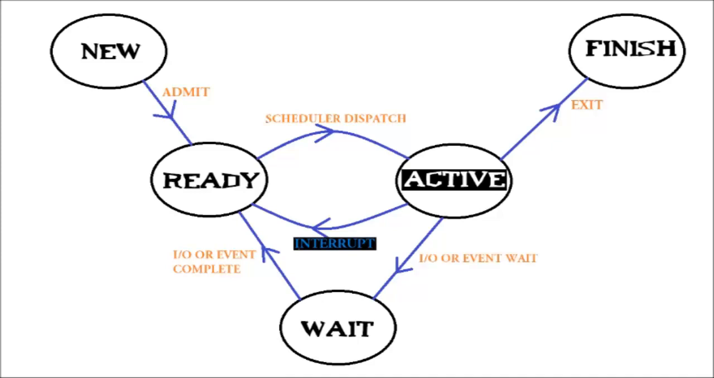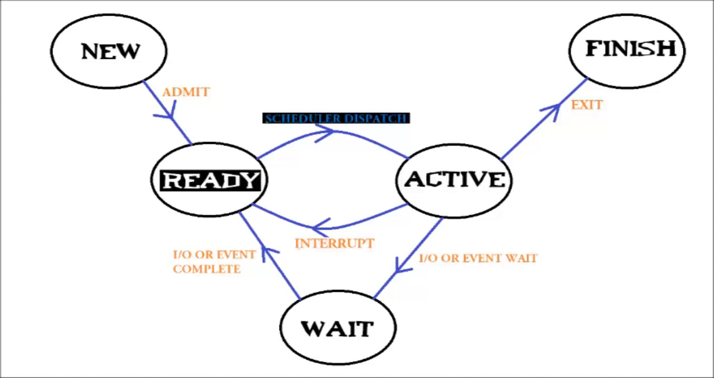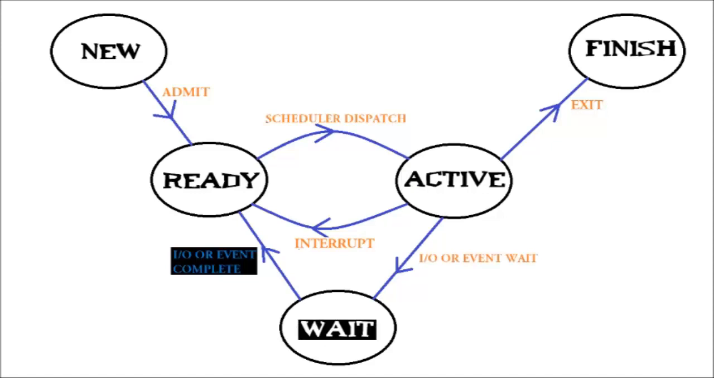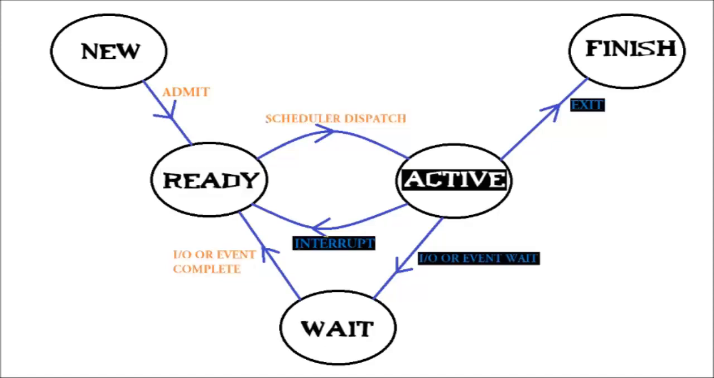If an interrupt is received while the process is in active state, the information about the process is stored in the process control block, and it is sent back to the ready state. If an IO or event is required for further processing, the process goes to wait state from the active state. After the completion of the IO operation, the process is sent back to ready state. If the execution of the process is complete, the process exits and goes to final or termination state.